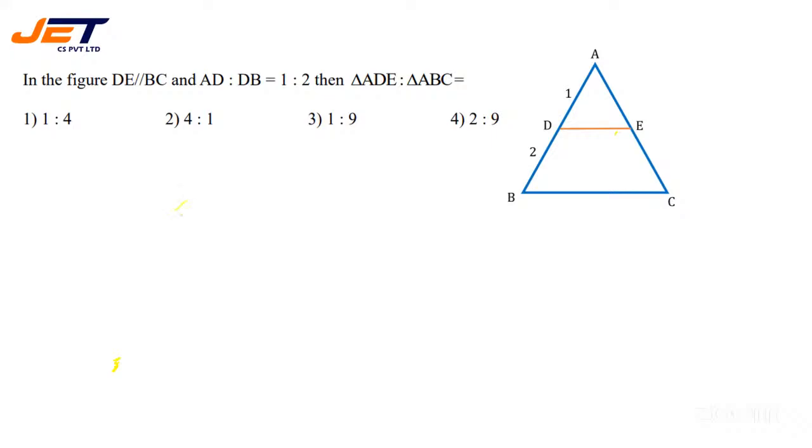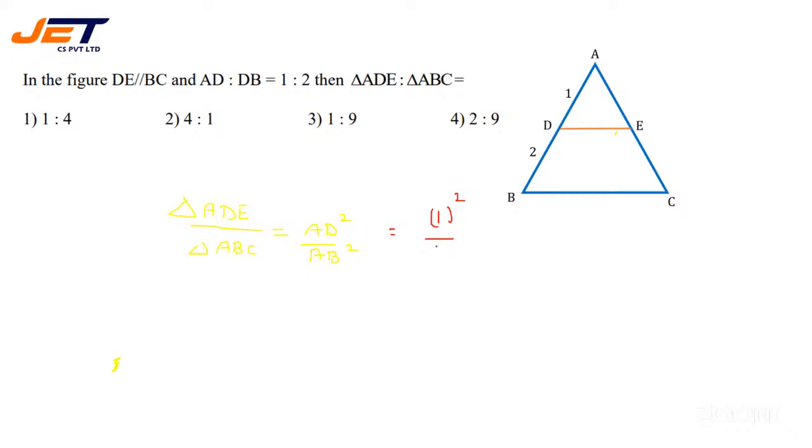See here, triangle ADE by triangle ABC is equal to AD square by AB square. Just let me change the color. Yes, right. So what is ADE? It is nothing but AD square, isn't it? So what is AD square here? It is nothing but 1 the whole square by what is AB square?